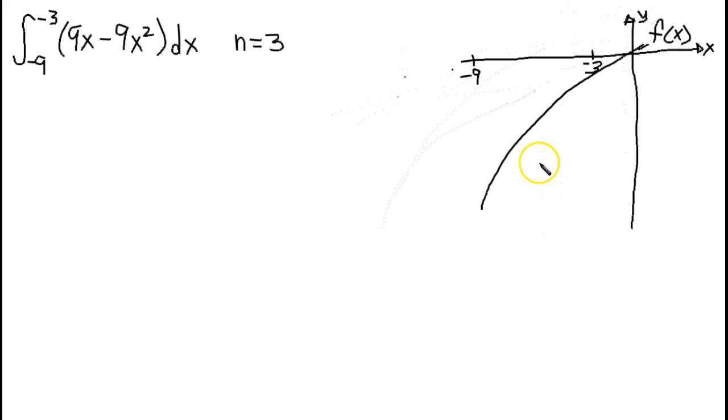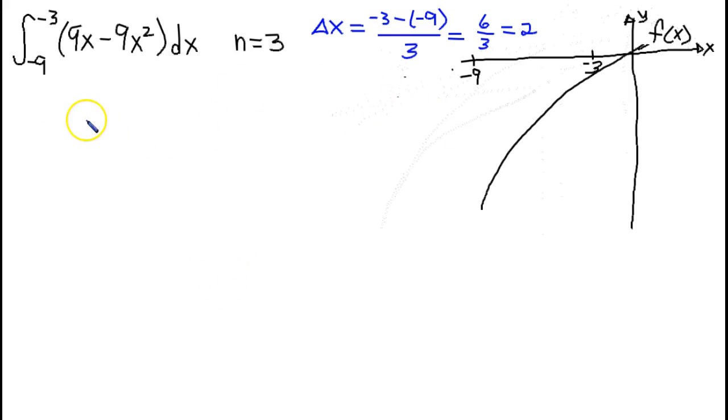So the first thing we need to do is figure out what delta x is going to be for this problem. Delta x is going to be b minus a over n. So that's -3 minus -9 over 3. -3 plus 9 gives us 6 over 3, which gives us 2. So delta x is equal to 2.